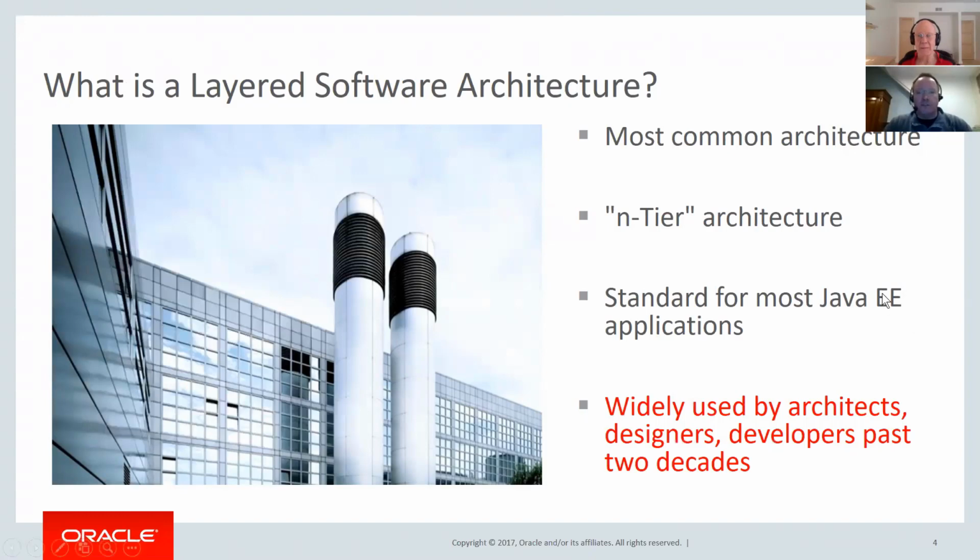Okay, great, perfect. So the layered software architecture is a way of building applications that came into existence, I think, at the end of the 90s, early 2000s, where we talk about N-tier architectures. Java EE was the main driver for this type of architecture. It's been widely used by architects, designers, developers the past 20 years.